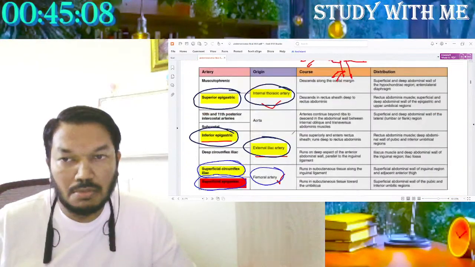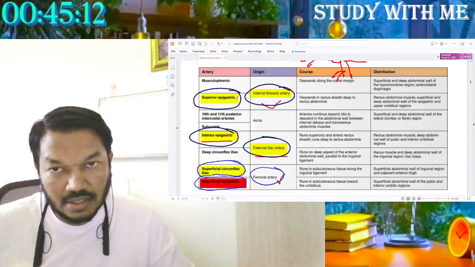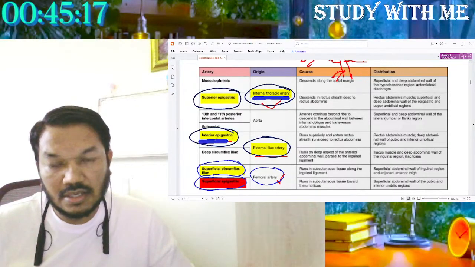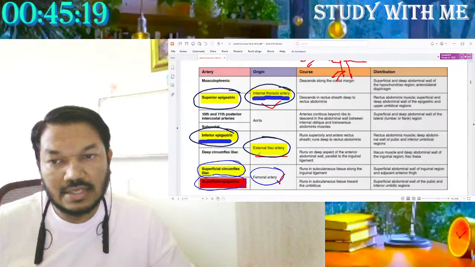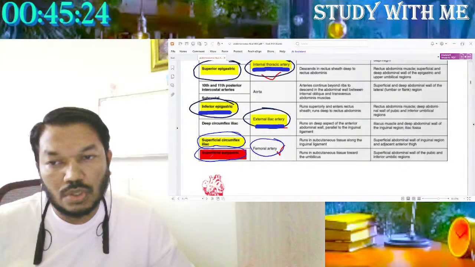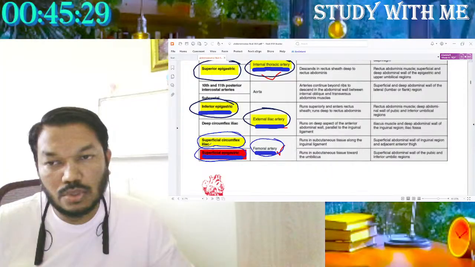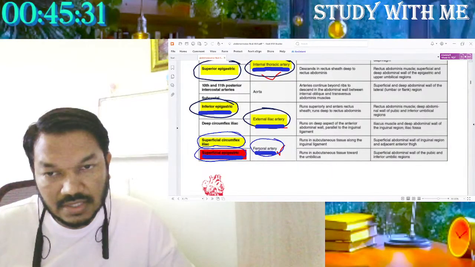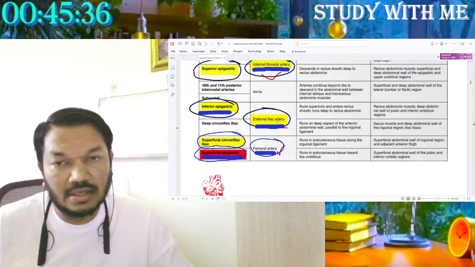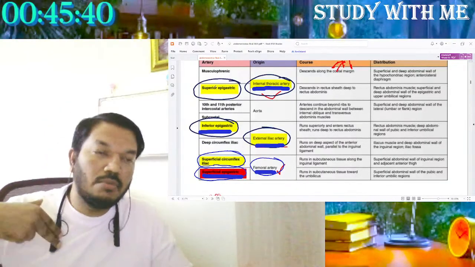From here, just need to remember: superior epigastric artery comes from internal thoracic artery, inferior epigastric artery comes from external iliac artery, and superficial epigastric artery comes from femoral artery. Also, superficial circumflex artery comes from femoral artery, but deep circumflex comes from the external iliac artery. Exam related, only important, superior epigastric artery comes from superior.